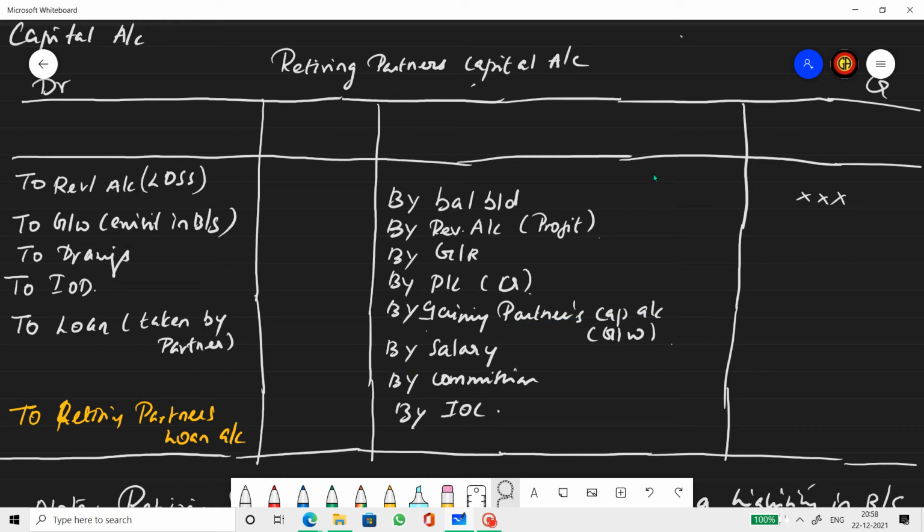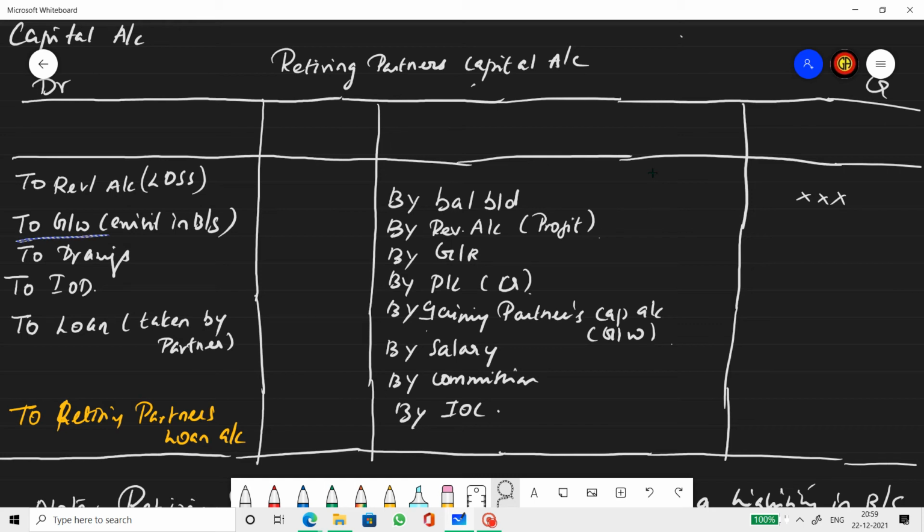Then if there is any salary or commission that we normally give to this retiring partner, then that would be recorded by interest on capital, if any. Then to revaluation loss, just like profit, if there is a loss, then it will appear on the debit side of the revaluation account. And either one of these will come, not both. Either there is a profit or there will be a loss.